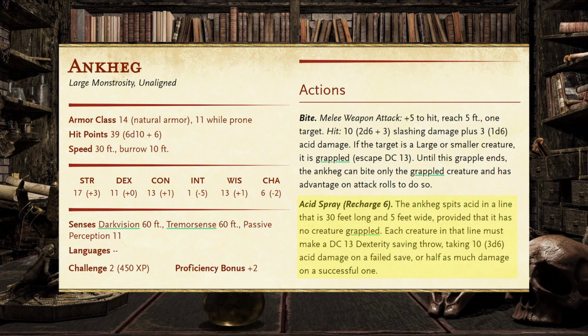Therefore, its first turn would want to use the acid spray attack so that it can recharge as soon as possible. After the first turn is completed, the Ankheg would use its movement speed to get into melee and use its bite attack, which also grapples any creature large or smaller. Once grappled, future bite attacks would be rolled with advantage, so the Ankheg would keep biting a grappled target until it's dead. Once the first target is down, the Ankheg would move on to the next target and repeat this cycle. But if it gets low on health, it may use its burrow speed to try and escape the encounter.